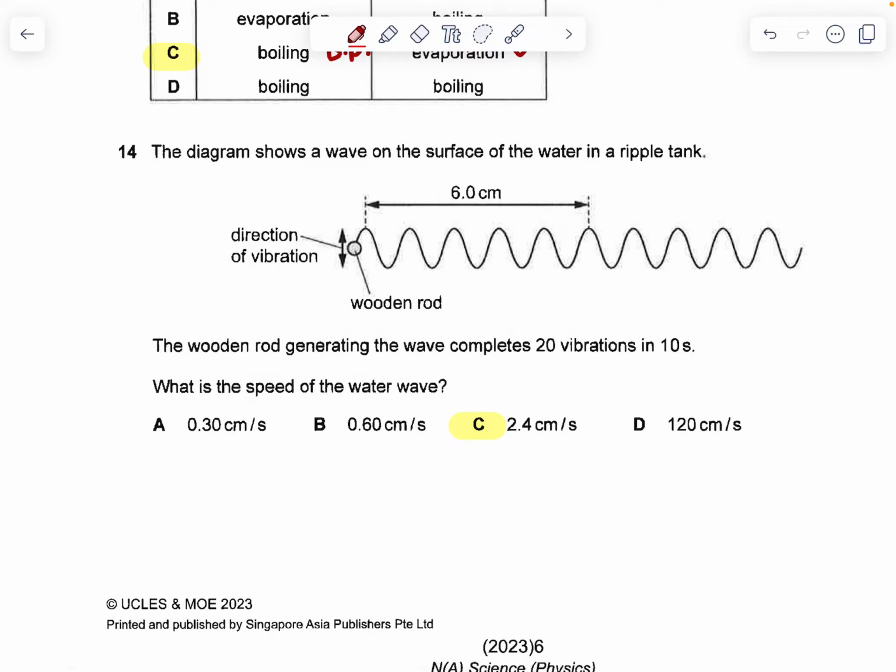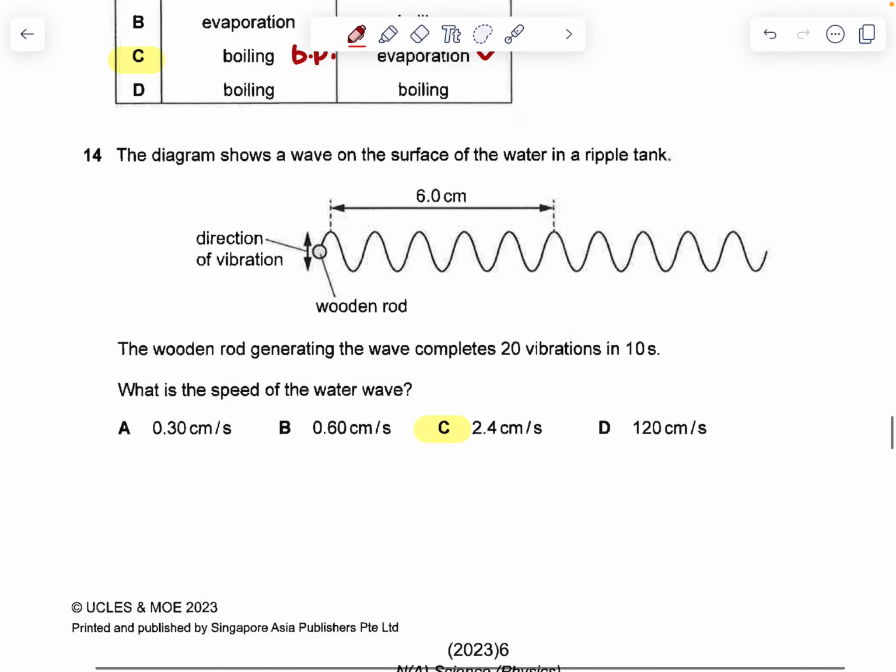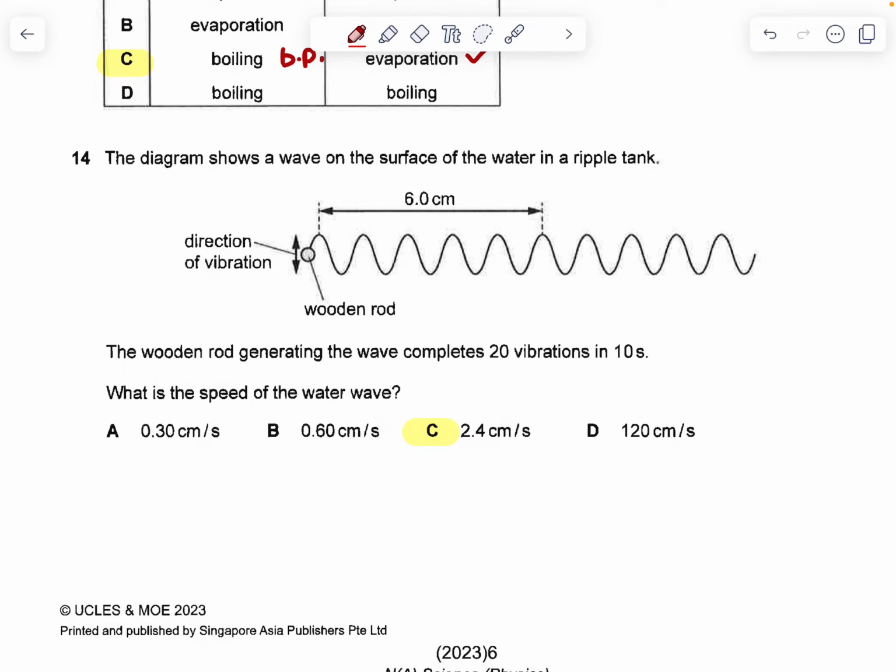Question 14. The diagram shows a wave on the surface of the water in a ripple tank. The wooden rod is generating the wave, completing 20 vibrations in 10 seconds. So one vibration is actually an up and a down motion. That's one vibration. So what is the speed v of the water wave?